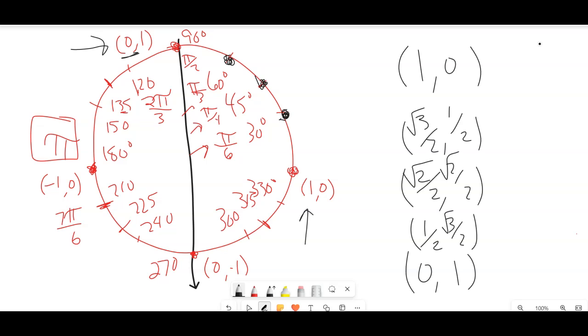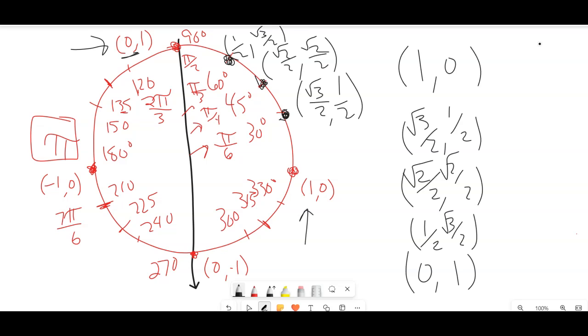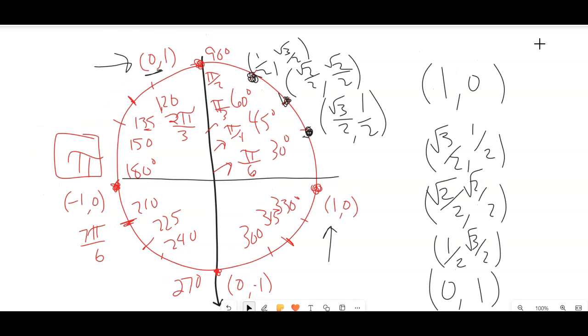So that's these points. 1, 0, this is the square root of 3 over 2, comma 1/2. This is square root of 2 over 2 for both. And this is 1/2, square root of 3 over 2. I'm sorry about my chicken scratch. I'm doing this with my writing mouse, my finger, basically. But anyway, there's the first quadrant done.